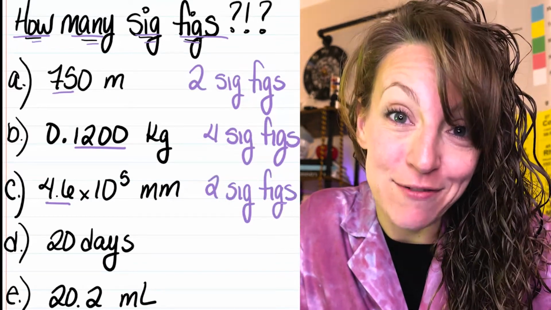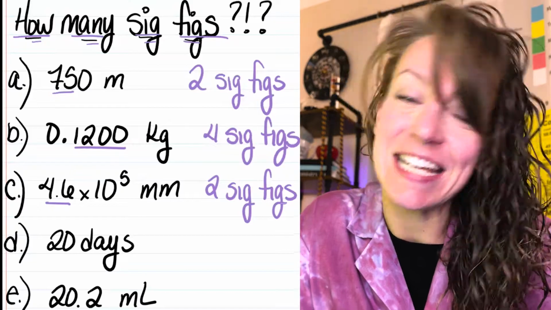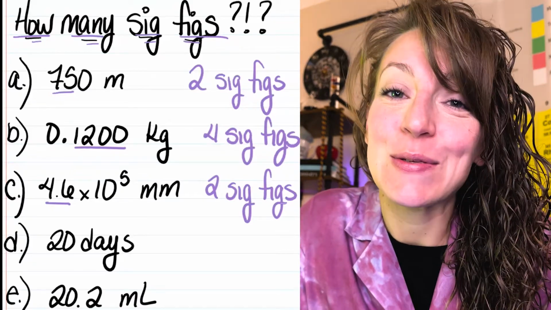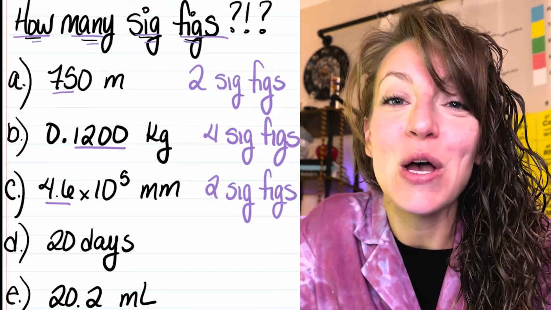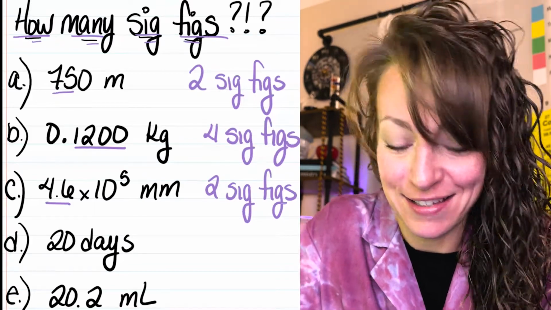In letter D, you have to be real careful. They give you 20 days. Now this is a count, so this qualifies as an exact number, and if you recall, exact numbers will have an infinite number of sig figs.